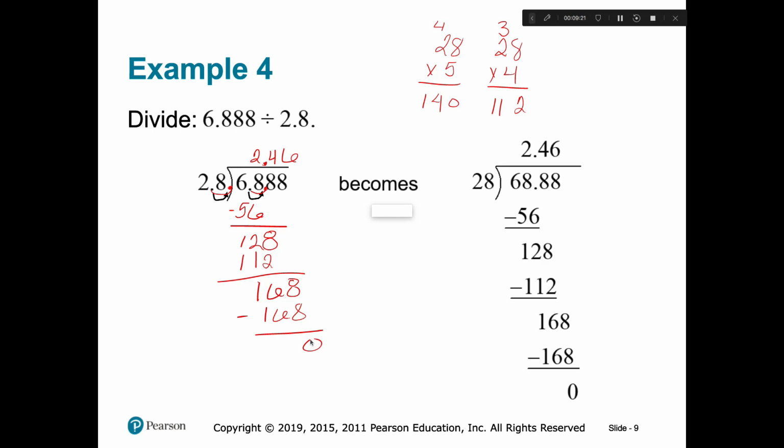Goes in there 6 times evenly. When I subtract, I get a 0. Questions?